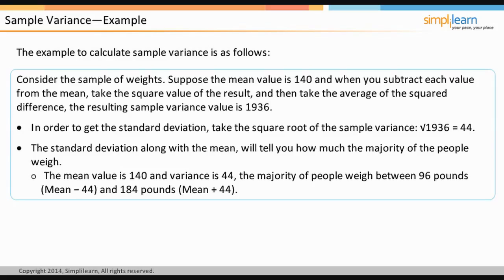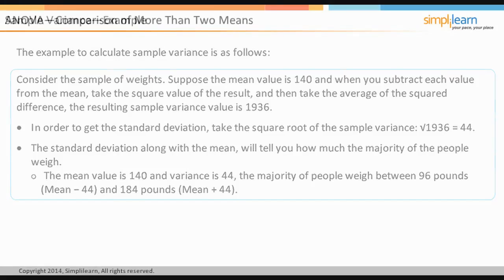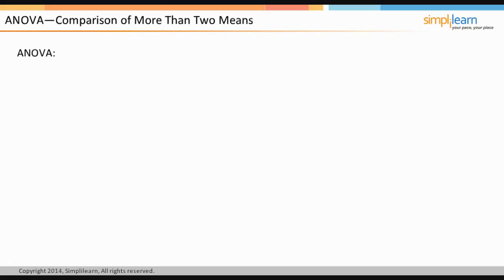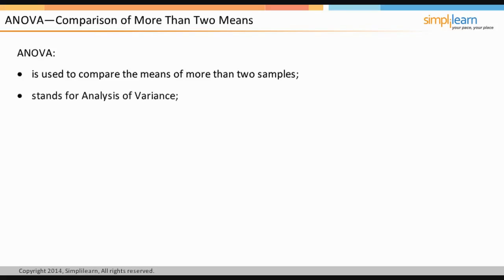Let us proceed to the next screen that focuses on the analysis of variance, or ANOVA, which is the comparison of more than two means. A t-test is used for one sample. Two sample tests are used for comparing two means. To compare the means of more than two samples, use the ANOVA method. ANOVA stands for Analysis of Variance.